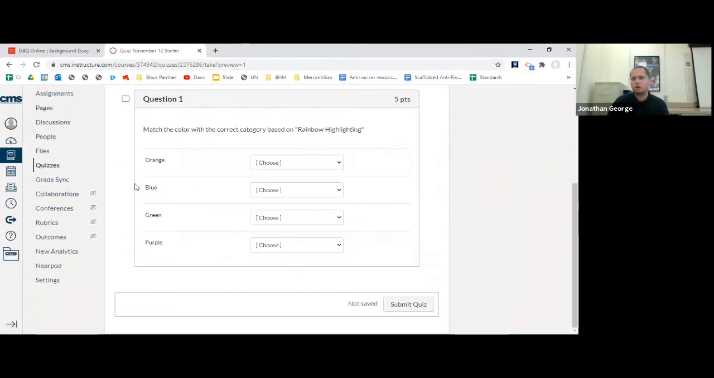Okay, so this is just going over what the colors represent in rainbow, highlighting as review from previous lessons, as well as the DBQ from Latin America. I try and keep things the same. So take a look. What's the orange?